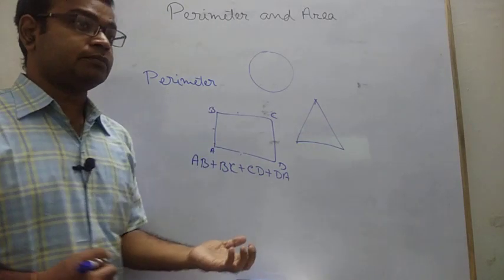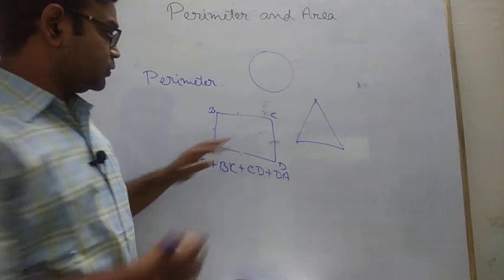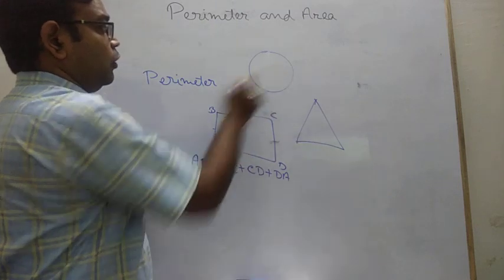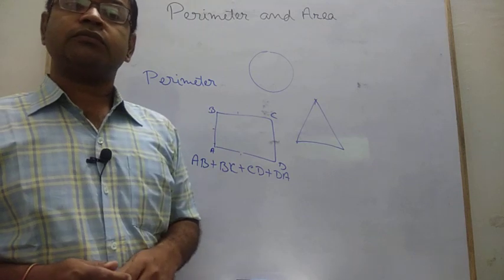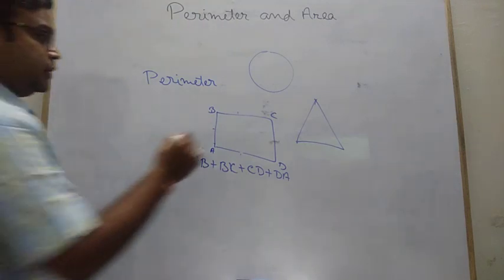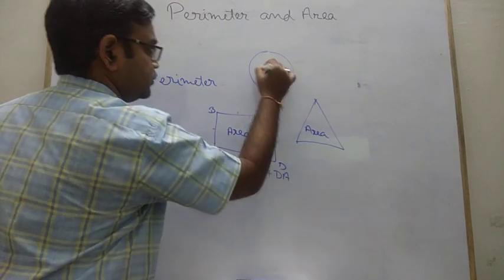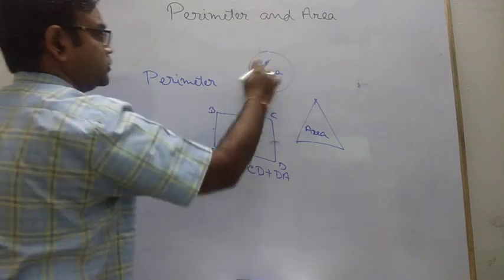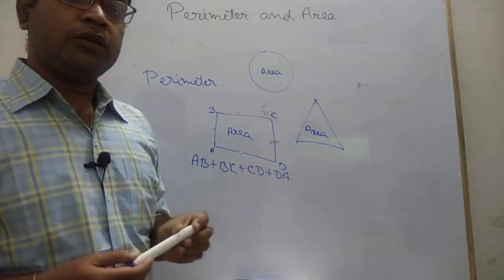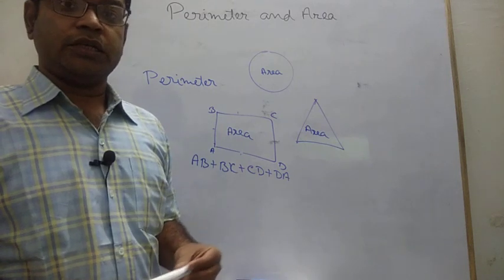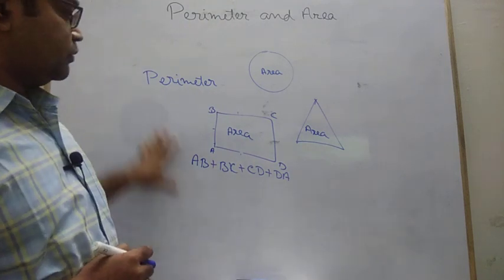So what about area? The amount of surface, this part, the amount of surface occupied by the boundary of the given closed figure is known as your area. So I think it's clear, this part is known as your area, not outside, enclosed inside the boundary. The surface enclosed by the boundary of the given closed figure is known as the area of the closed figure. So this concept is clear. What is perimeter, what is area?